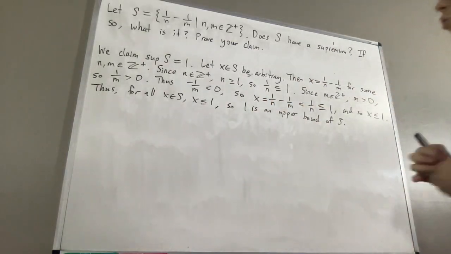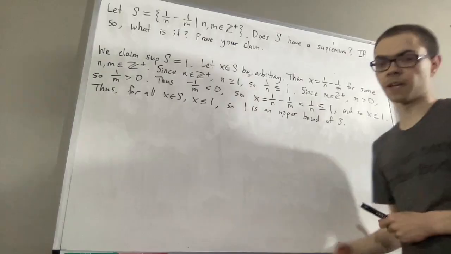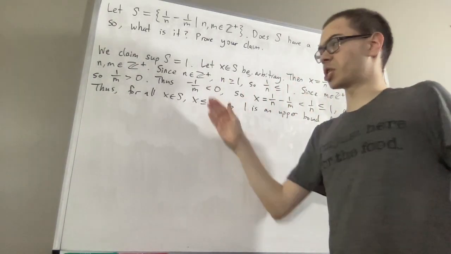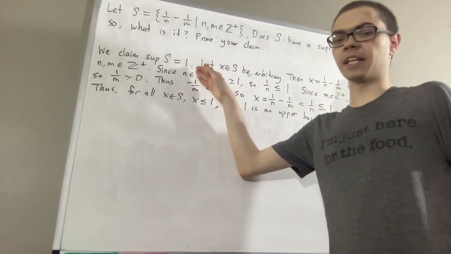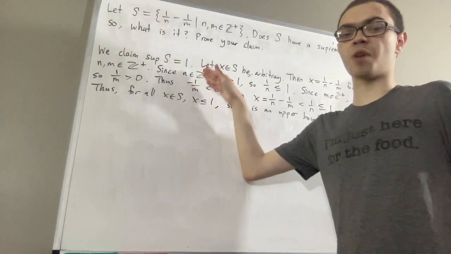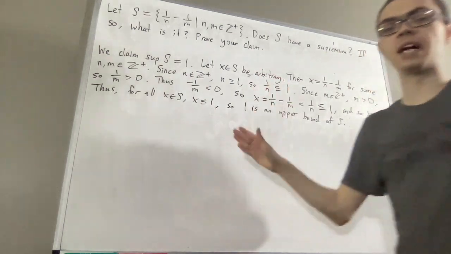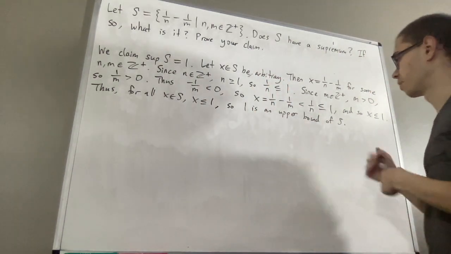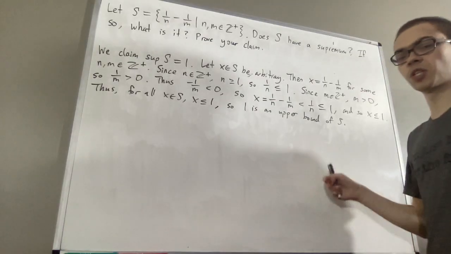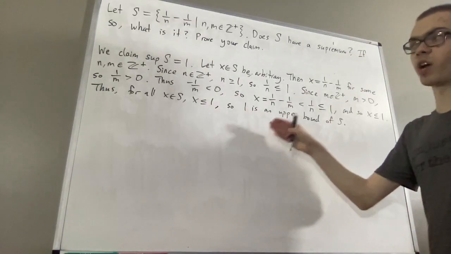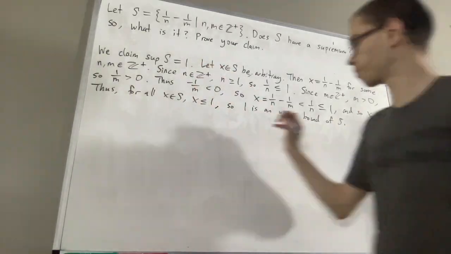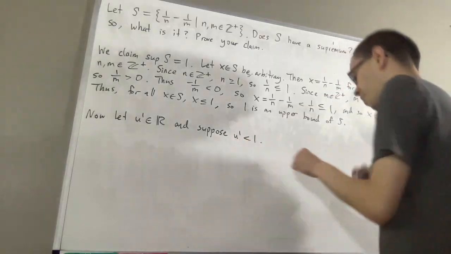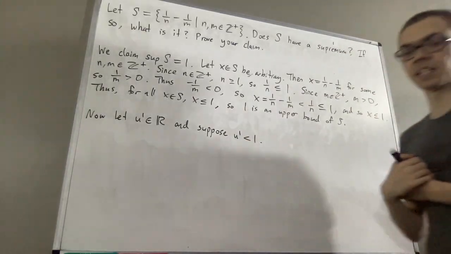Now we're going to show 1 is the least upper bound of S. So, what does that mean? We want to show, given any real number u prime less than 1, u prime is not an upper bound of S, right? That's the way we're going to do it, like we've been doing it. So, let's give ourselves an arbitrary real number, u prime less than 1. From here, we want to show u prime is not an upper bound of S.